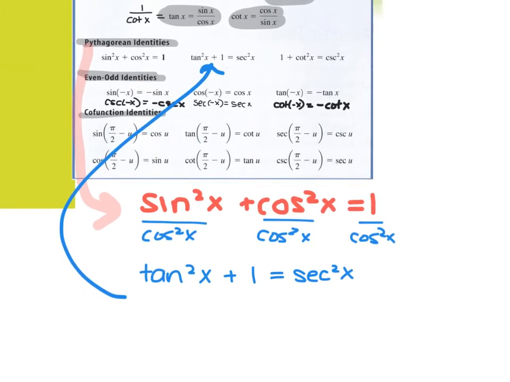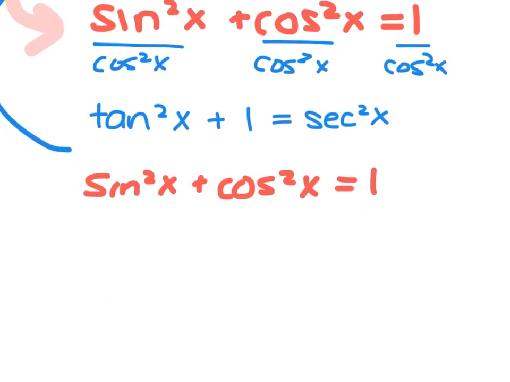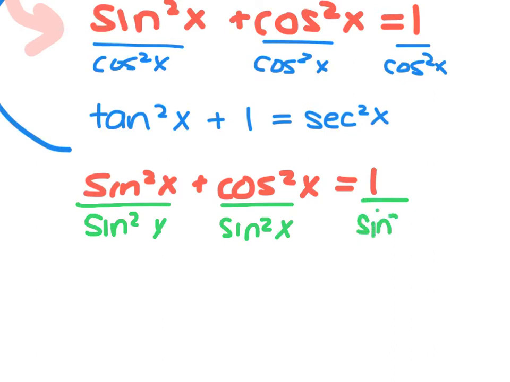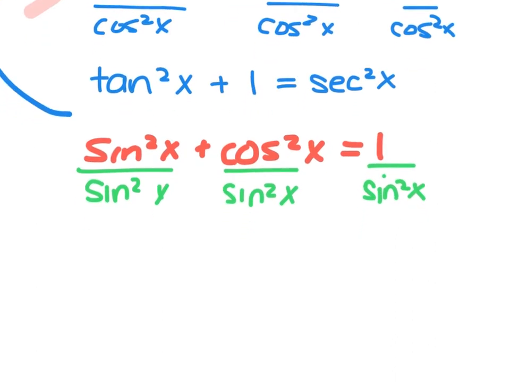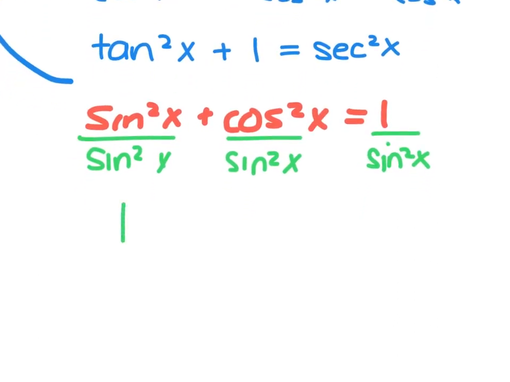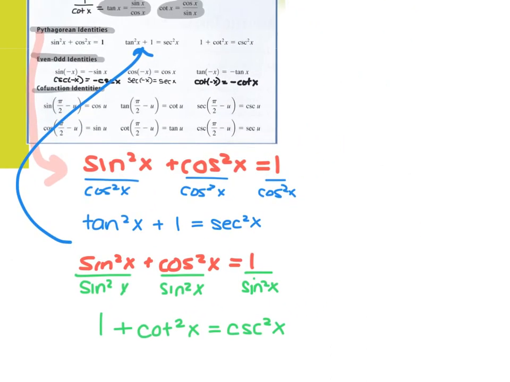If I start again with sine squared and cosine squared, and this time divide by sine, what's sine divided by sine? What's cosine divided by sine? And what's 1 divided by sine? Cosecant. And that's the third one.